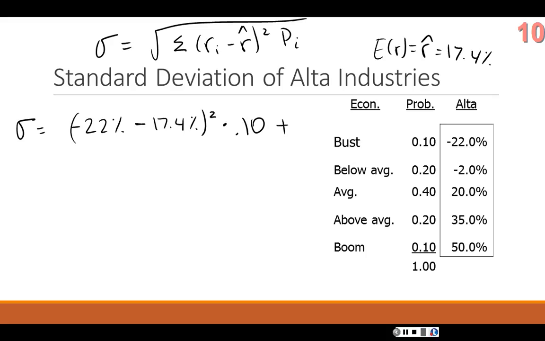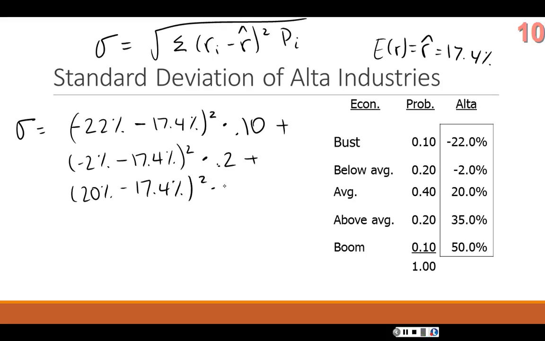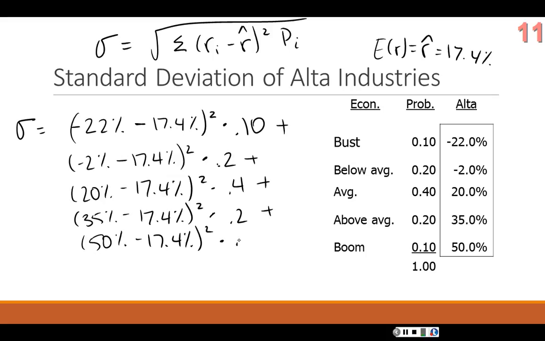So plus the negative 2% return in a below average economic climate minus the 17.4% expected return squared times the 20% chance that the below average economic climate will occur, plus the 20% expected return in the average state of the economy minus the 17.4% squared times the 40% chance that the economy will be average, plus the 35% return we'll earn in an above average economic climate minus the 17.4% expected return squared multiplied by our 20% chance that the economy will perform above average, plus our 50% return in a boom minus the 17.4% expected return squared times the 10% chance of a boom, and all of this under the square root.